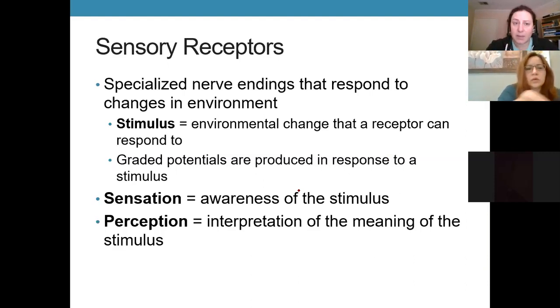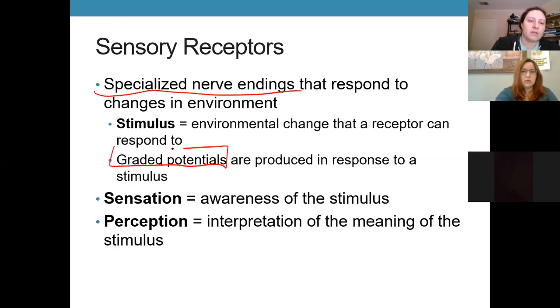Okay, so sensory receptors are defined as the specialized nerve endings of sensory neurons that respond to changes in environment. So this is how we know what's going on. So a stimulus is any environmental change that a receptor can respond to. Typically, receptors only respond to one stimulus. So we have a lot of different types of receptors in order to respond to different types of stimulus. The response that a nerve ending is going to have to a stimulus is going to be a graded potential. So we're going to have some sort of electrical change.